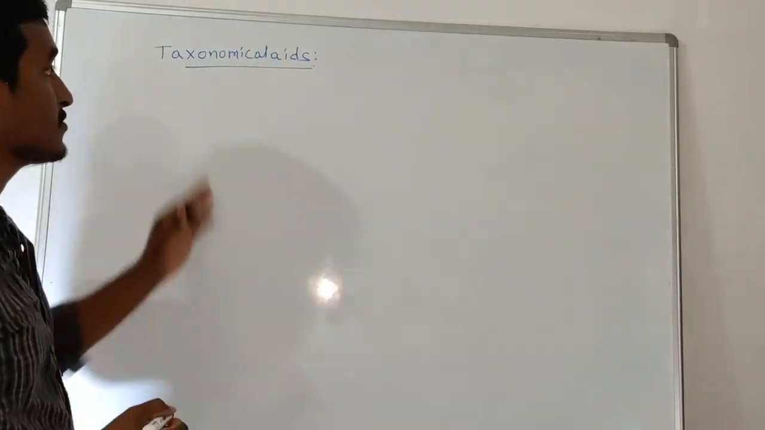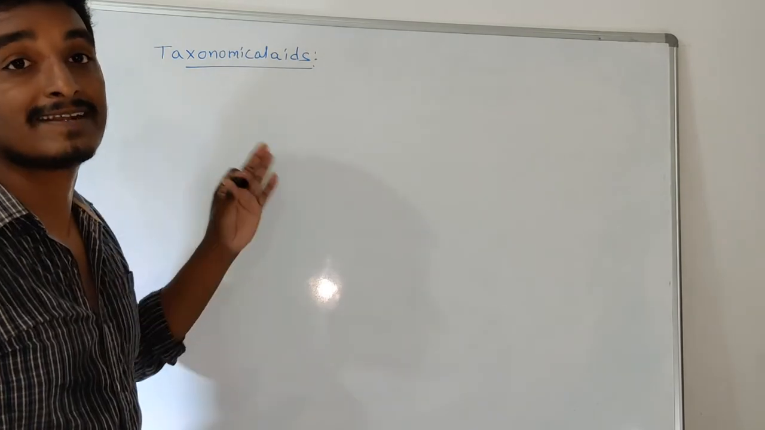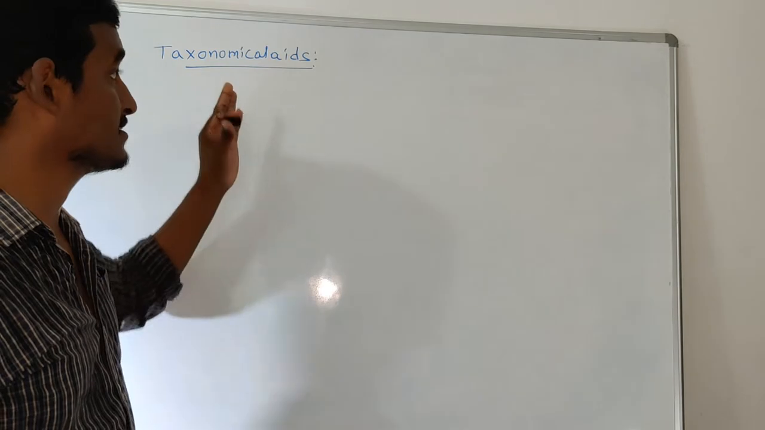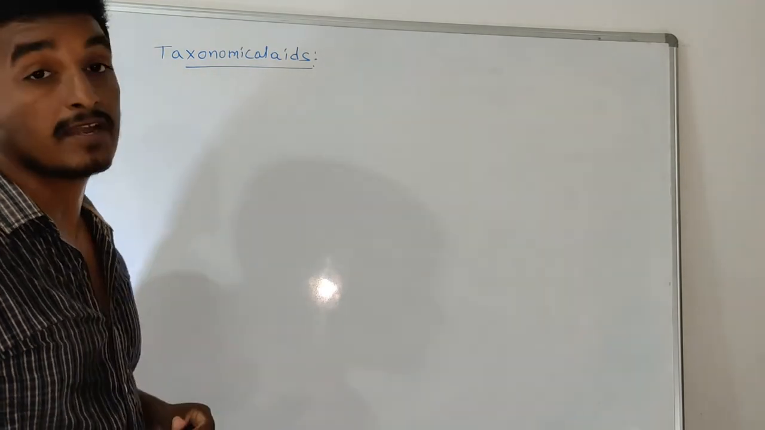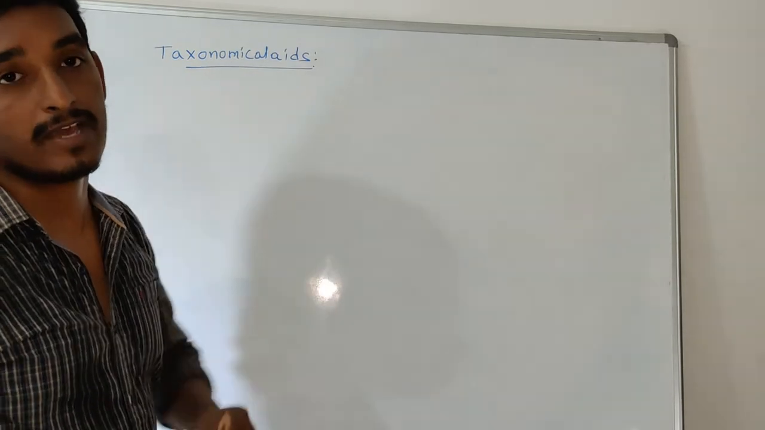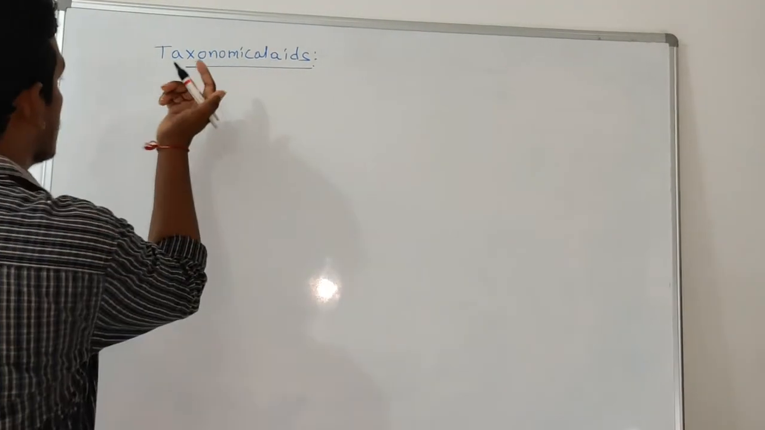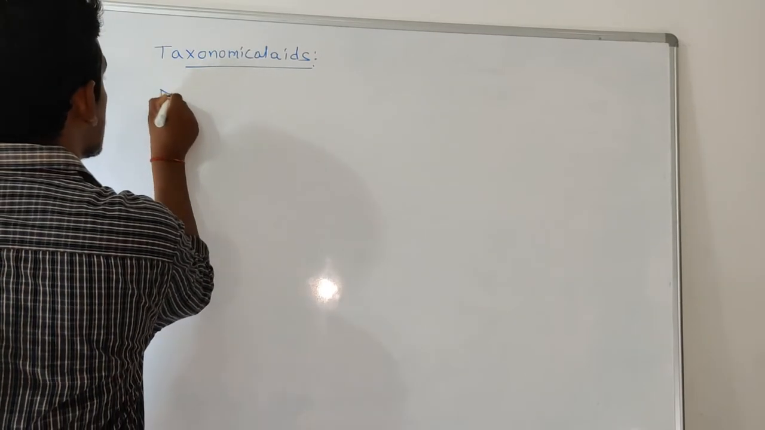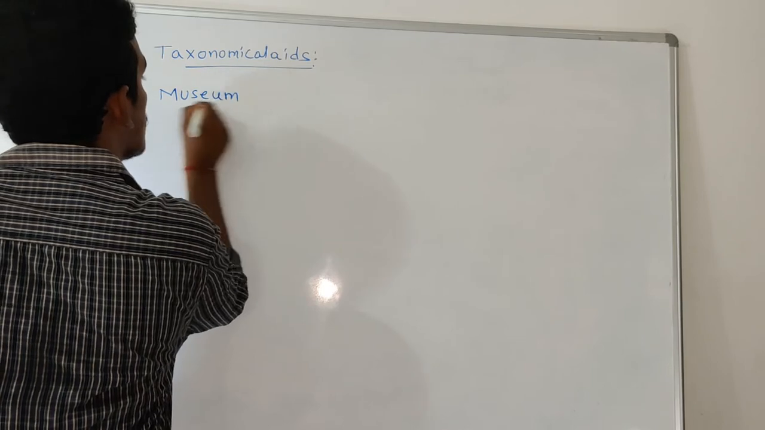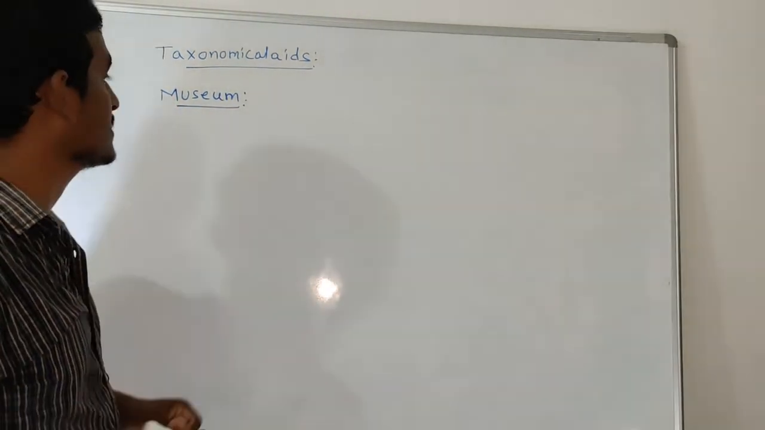Today in this class we will discuss taxonomical aids. Taxonomical aids are tools that help in taxonomy for correct identification and classification of organisms. In the last class we already discussed some taxonomical aids, herbarium and botanical gardens. In this class we will discuss the remaining taxonomical aids, museum and zoological parks. First we should start with the museum.